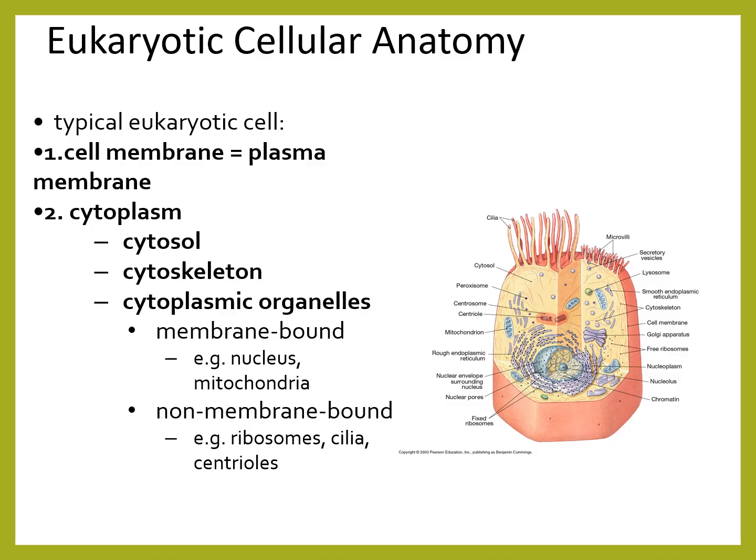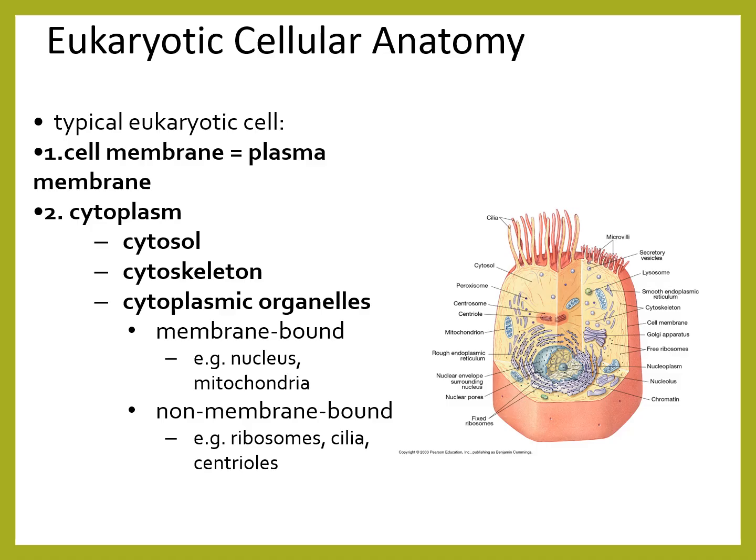They can be surrounded by a phospholipid bilayer, in which case they are called membrane-bound organelles, like the nucleus, the mitochondria, the endoplasmic reticulum. And then there are also non-membrane-bound organelles, which are referred to as ribosomes, cilia, flagella, and centrioles. During this course, we're going to learn a little bit about cellular anatomy, a little bit more on these cytoplasmic organelles and the cytoskeleton, but I wanted to introduce them to you now.